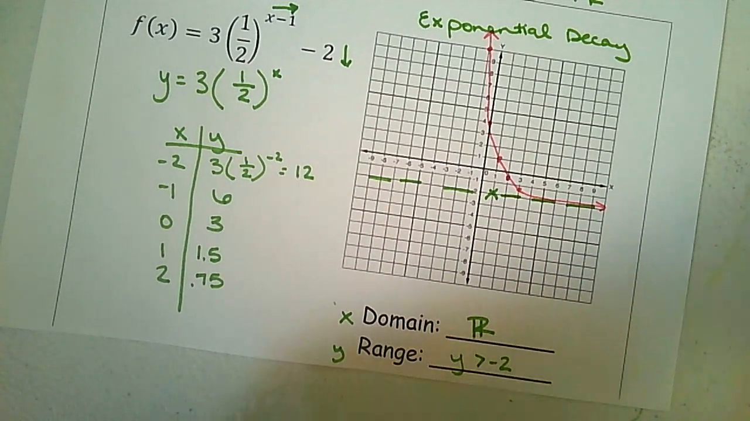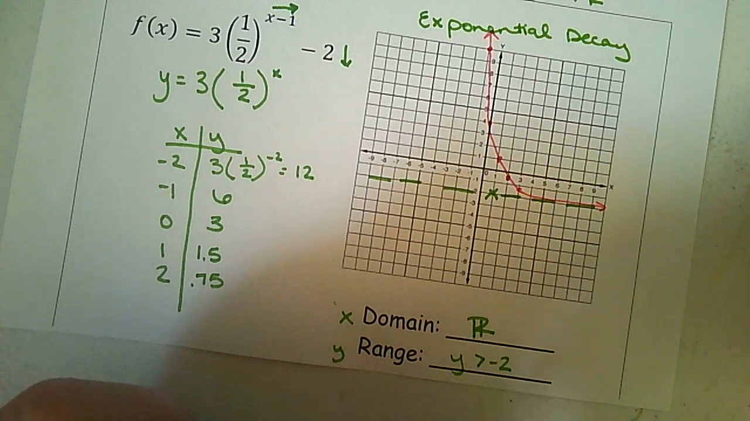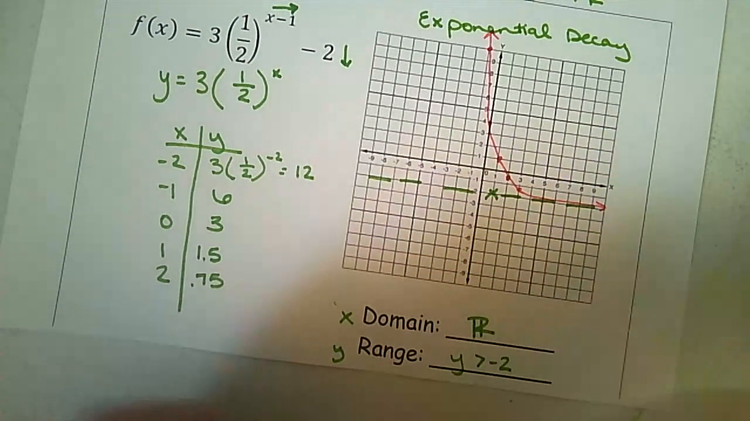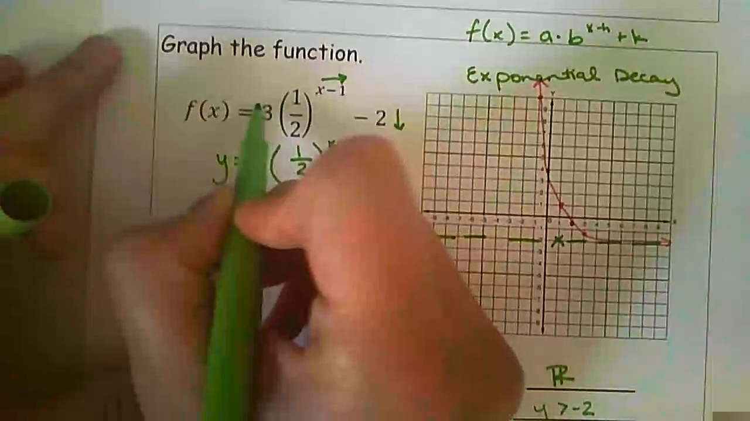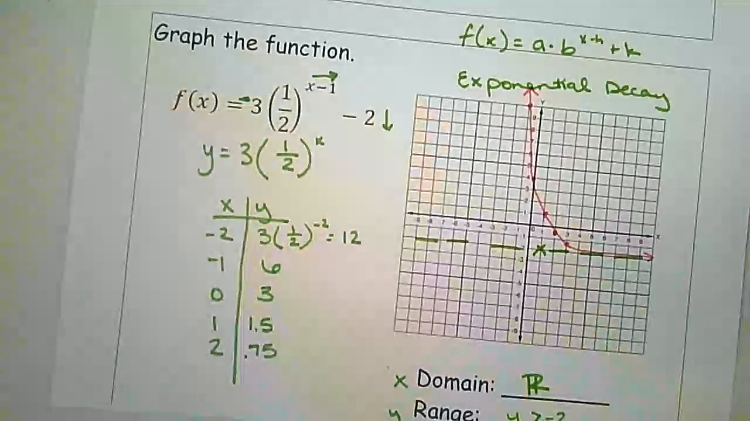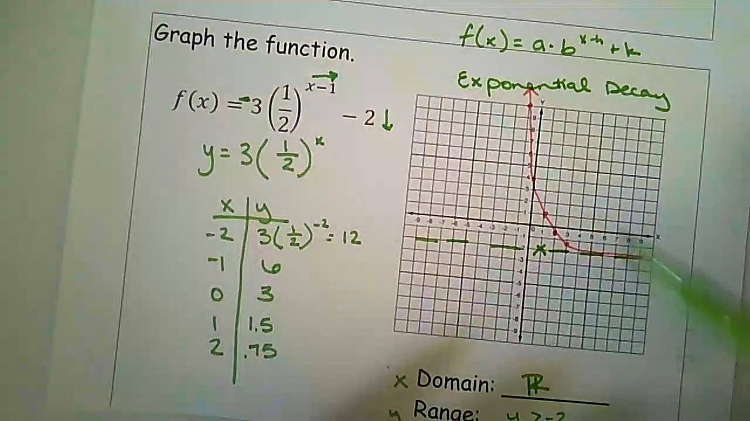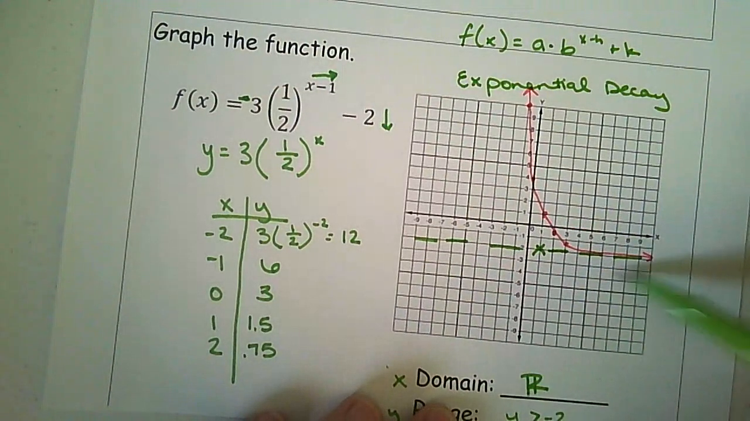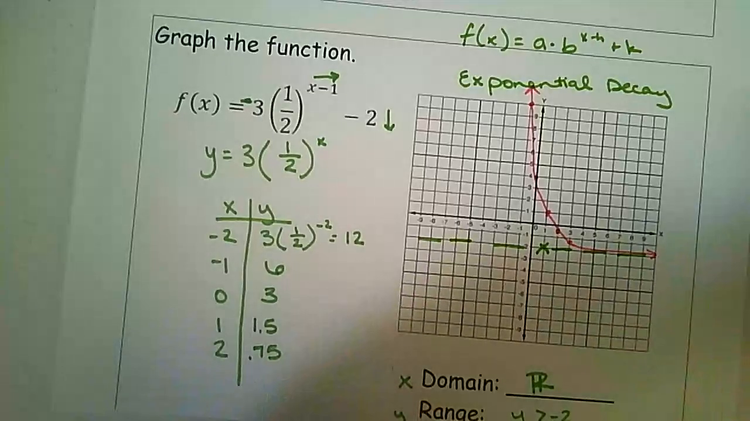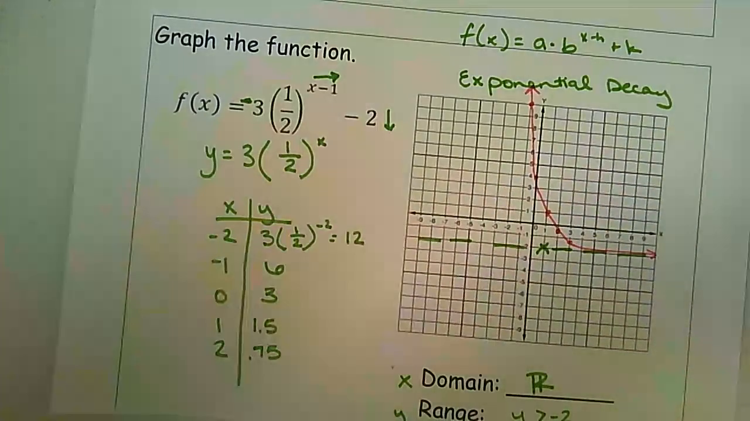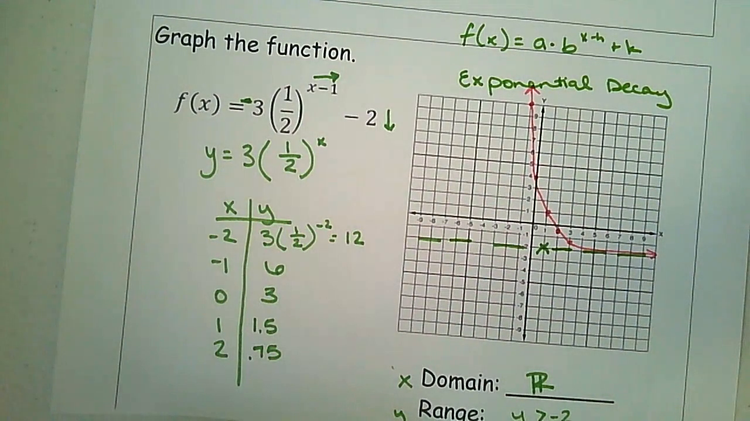All right. One other thing before I let you go, I want you to think about what happens when we have a negative a value. And just like all the other things, that would make it flip upside down. It would be a reflection. So in this case, it would look something like this. So negative a values do the same thing they always have. All right, there is graphing exponentials.